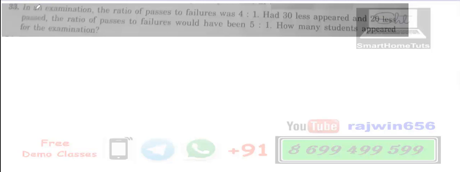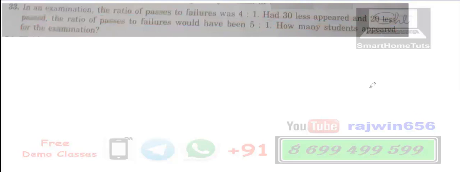Okay, question 33. In an examination, the ratio of passes to failures was 4:1. This is what is given to us. Had 30 less appeared and 20 less passed, the ratio of passes to failures would be 5:1. How many students appeared for the examination?